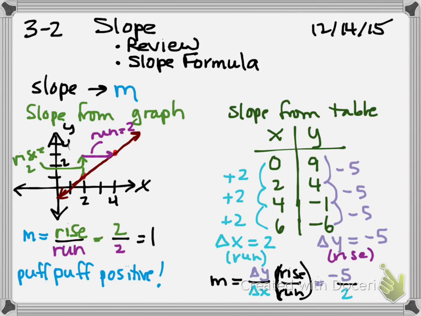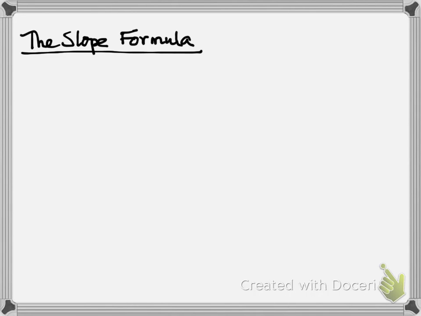So what I want to share with you today is a formula that we can use to help us calculate slope. The slope formula. So instead of needing to have a chart of 4 pairs to look for a constant rate of change, all I need to have is 2 sets of coordinates. So 2 ordered pairs. It requires 2 ordered pairs.